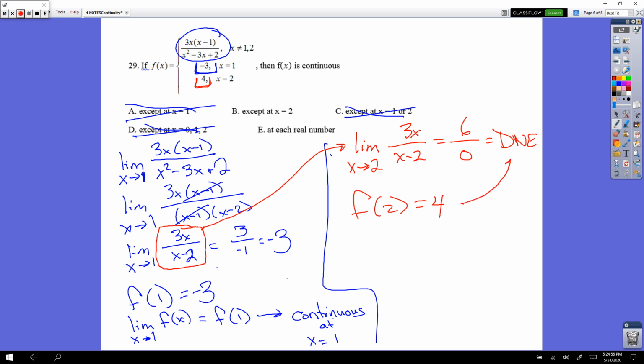Now again, since these two things are not the same, we would say it is not continuous at x equals 2. So it's not going to be each real number, right, because it doesn't work at 2. So it's just b. f of x is continuous except at x equals 2. Okay?